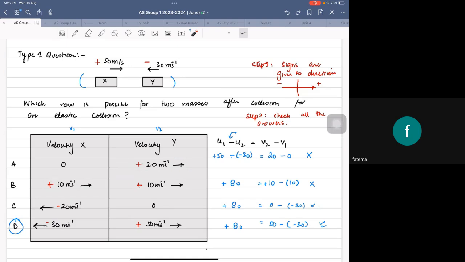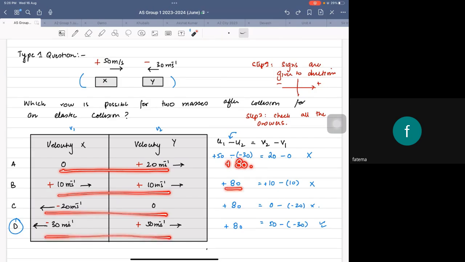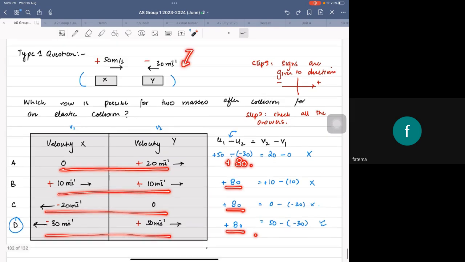Yes. Now on this side, these are the initial speeds. So V1 minus U1 minus U2. So U1 is 50 positive minus minus 30. So 50 minus minus 30 will give you basically positive 80. You agree? Yes. But whether I'm checking this, this, or this, I should understand that all of them have the same initial condition, which is given here. Understood? Yeah. So left side will always be 80.